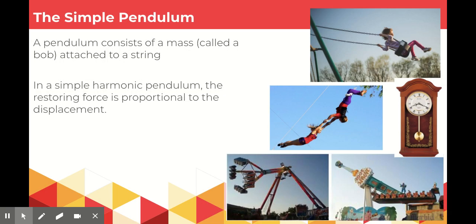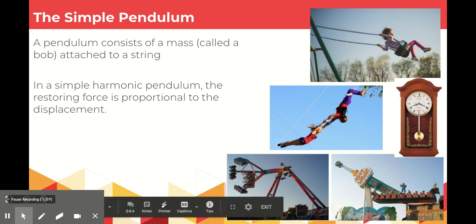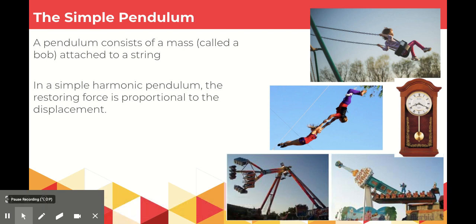Simple pendulums are also examples of simple harmonic motion. So we know that a pendulum is going to have a mass and a string. So the mass is usually called a bob. It's referred to as a bob in physics. And you know that your simple harmonic motion is always proportional to the restoring force. So it's the same thing with a pendulum.